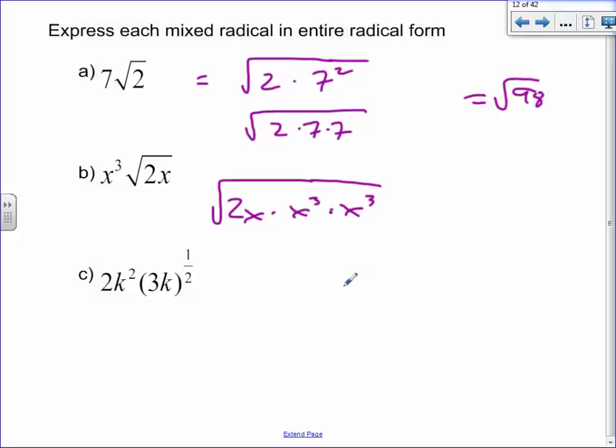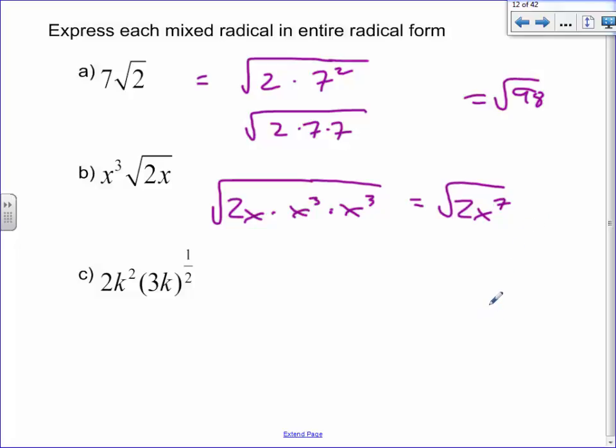How many x's are under the square root sign now? 7. Yeah, exponent rules are there's 1 here, 2, 3, 4, 5, 6, 7. You add them up. So your final answer would be 2x to the 7.